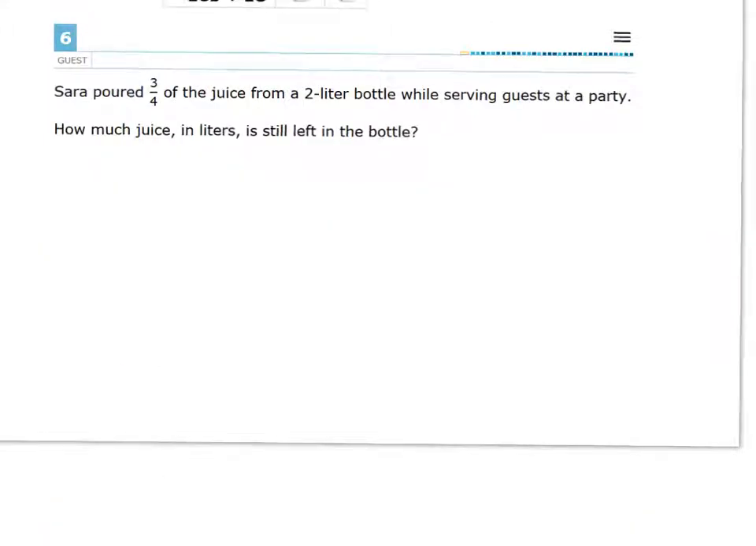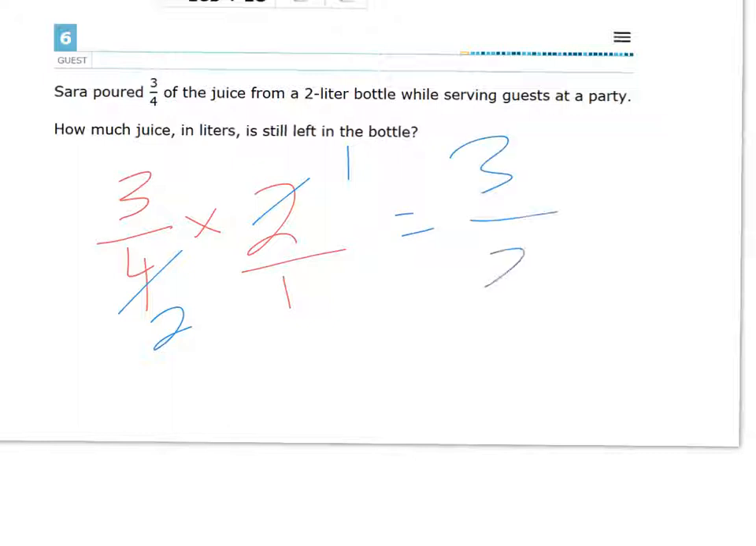In number 6, Sarah poured 3/4 of the juice from a 2-liter bottle while serving guests at a party. How much juice in liters is still left in the bottle? Now, in order to solve this problem, we're going to take 3/4 and we're going to multiply it by the 2 liters. So we put 2 over 1, then we can cross cancel the 2 and the 4, leaves us with 1 and 2. So our final result is 3/2 or 1 1/2.